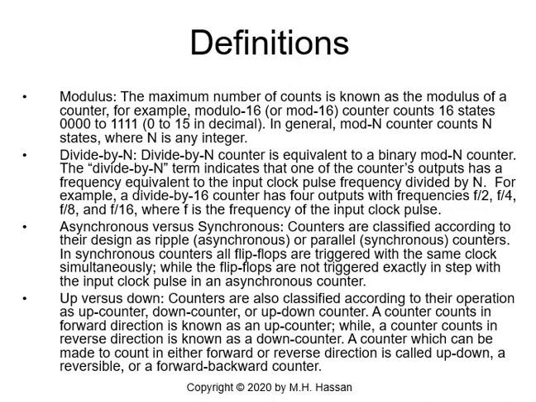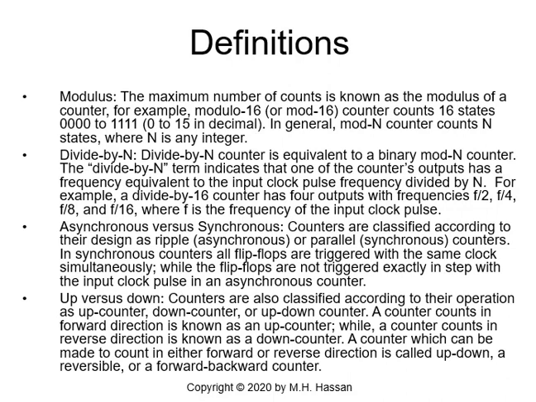Now a divide by n counter is equivalent to a binary mod n counter. It means we will count in binary sequence. So for instance, if we say divide by 16, it is a modulo or mod 16 counter. And we call it divide by 16 because the 4 outputs will have, the first one the frequency divided by 2, the frequency divided by 4 for the second output, the frequency divided by 8 for the third output, and for the most significant output, the frequency divided by 16, where f is the frequency of the input clock pulse.